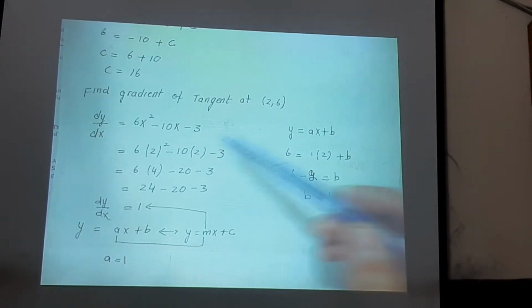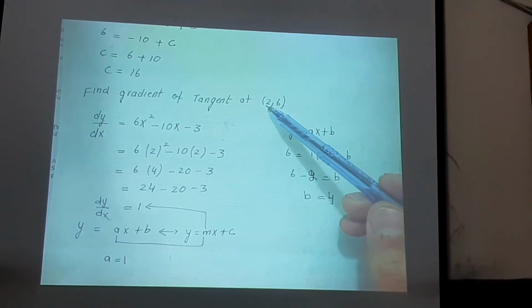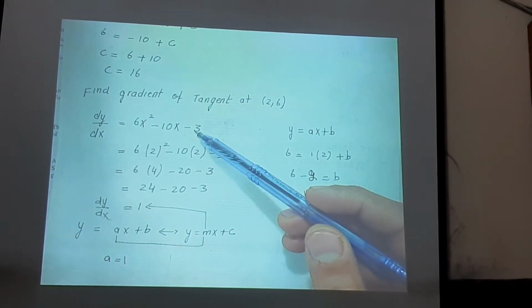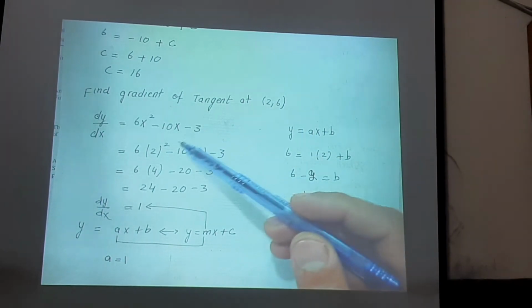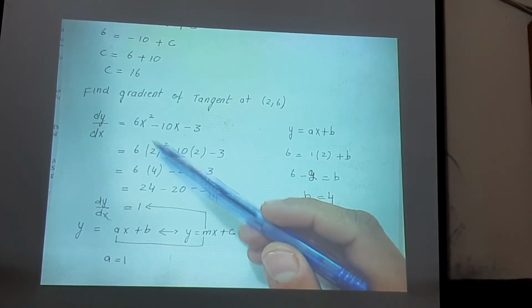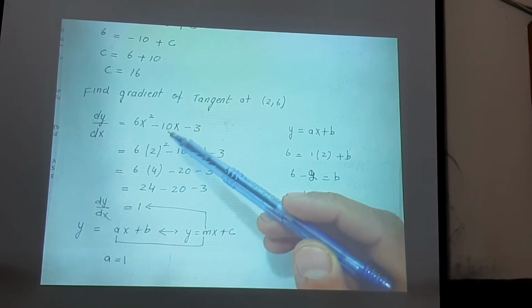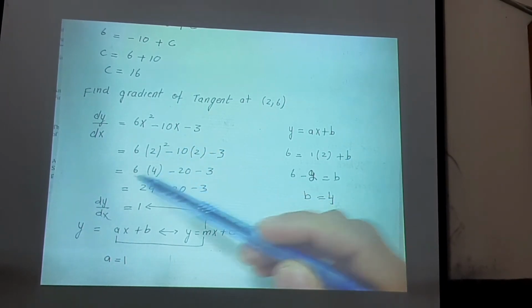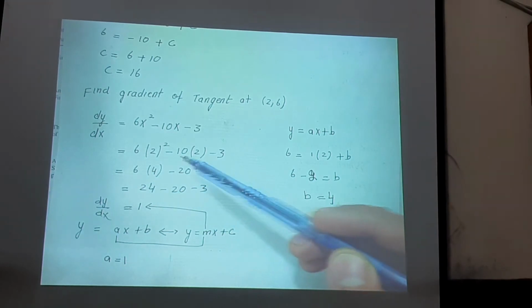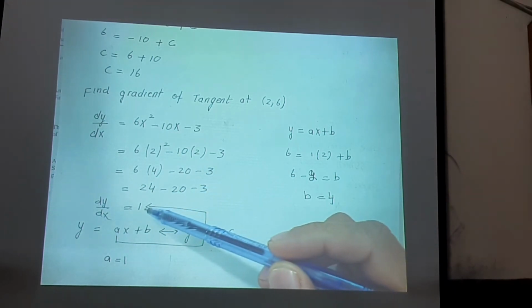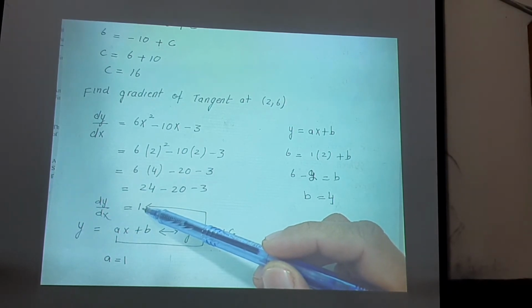Now if you put x equal to 2 in this equation of your gradient, you are going to find your gradient at this point. So x equal to 2. 2 square is 4, 4 into 6 is 24, 2 into 10 is 20. So upon simplification, your value for gradient is 1.